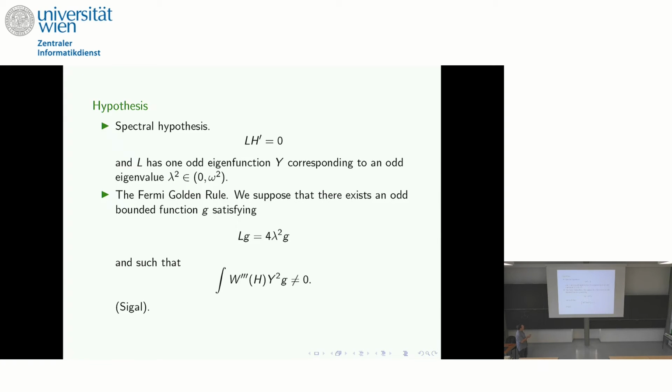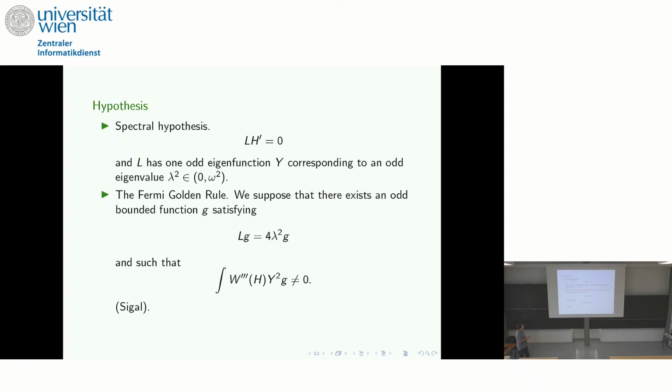So let me tell you what the hypotheses are. There are general hypotheses. The linearized operator always has 0 eigenvalue, and the eigenfunction is h prime. And I will assume that it has just one odd eigenfunction y that corresponds to the internal mode, with an eigenvalue that is between 0 and the bottom of the continuous spectrum, which happens to be omega squared. That's the value of the second derivative of W at plus and minus 1.